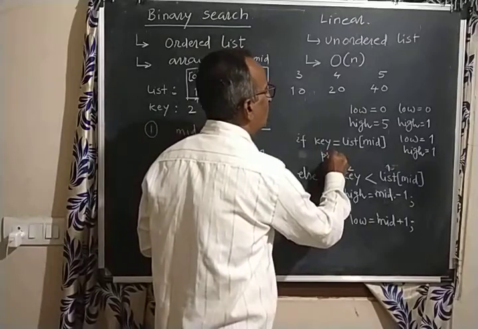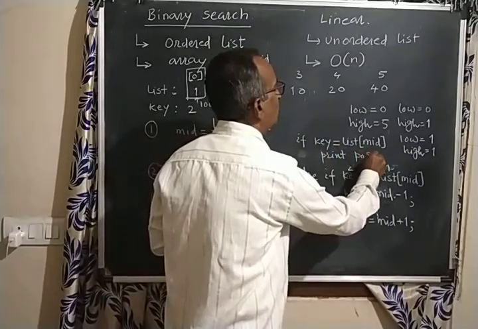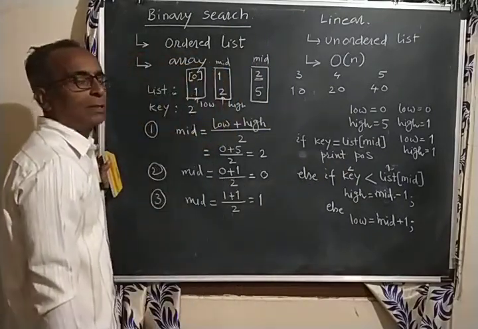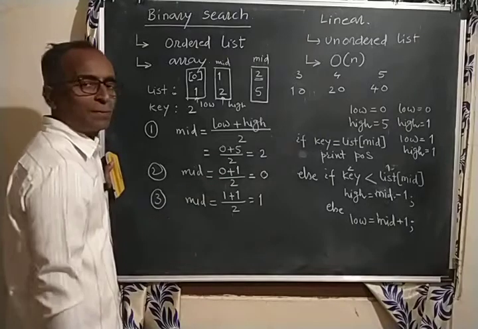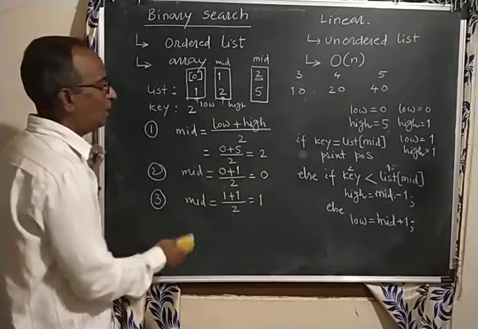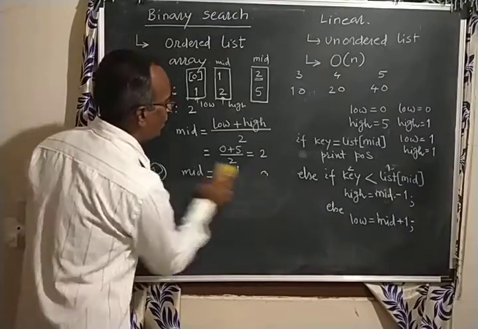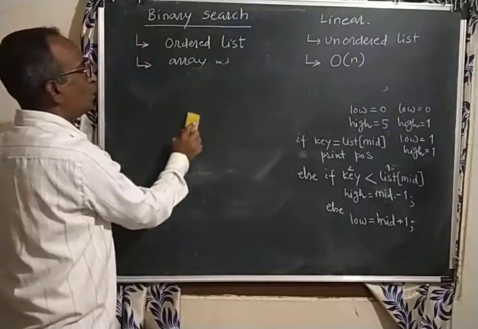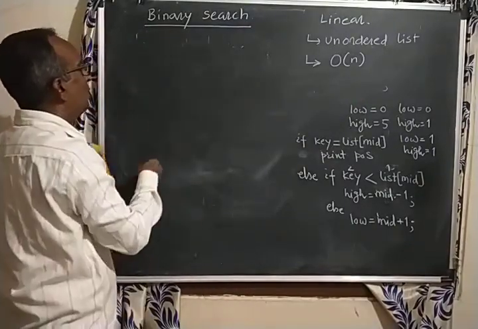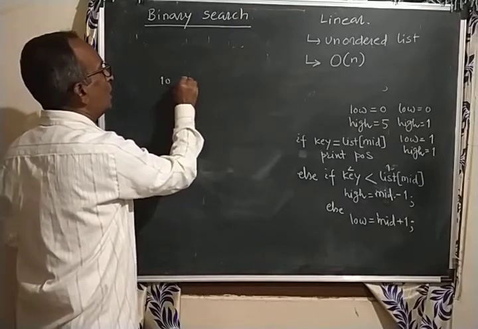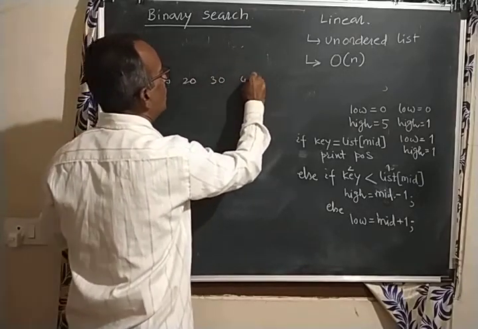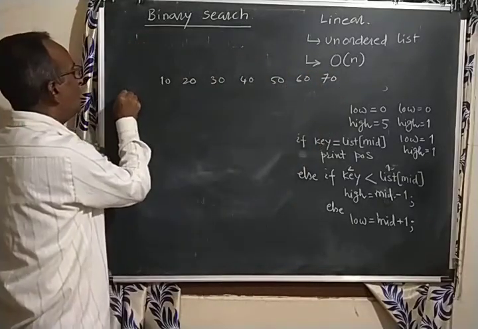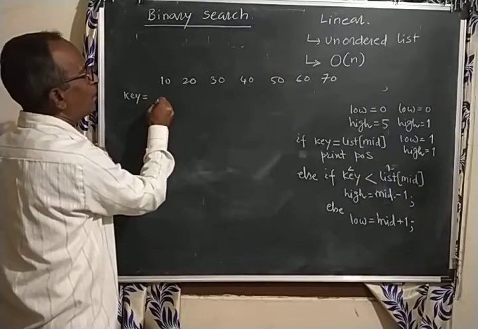That is, print that position. Right? And you can come out of these iterations. So this happens in binary search. Another example we will take so that it will be clear. Suppose I have elements in the list 10, 20, 30, 40, 50, 60, 70. Key element to be searched is suppose 40.